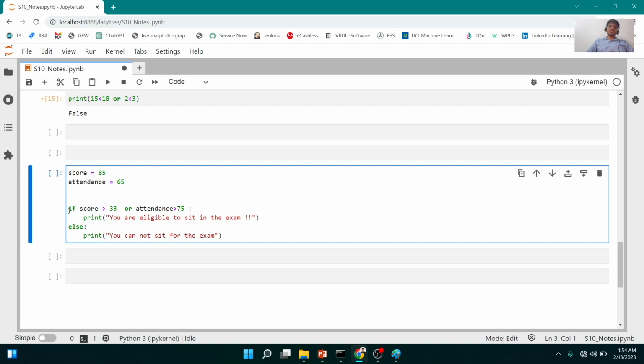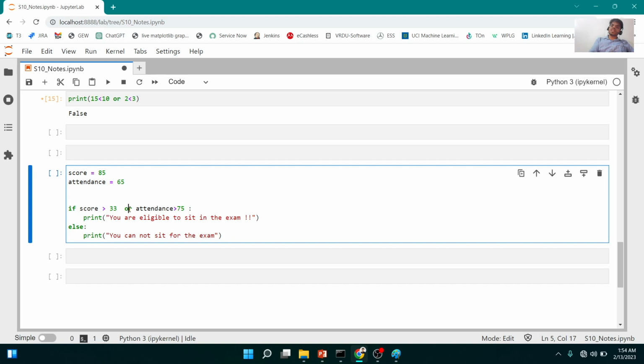And what I'm doing here is, don't worry about what is his if and what is his else. These are just some decision making keywords. You haven't learned them as of yet, but going forward you'll learn. Just focus on this particular condition. I'm using OR. That means either your score is greater than 33 or your attendance is greater than 75. If either of them is true, then you are going to be eligible to sit in an exam. Otherwise, you cannot sit for the exam, right? That's simple. So, using or and and, you can establish multiple conditions.